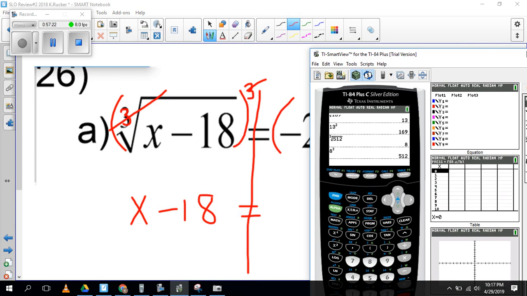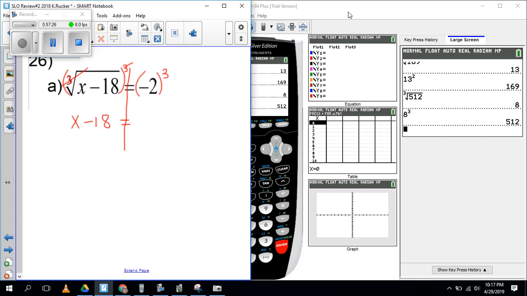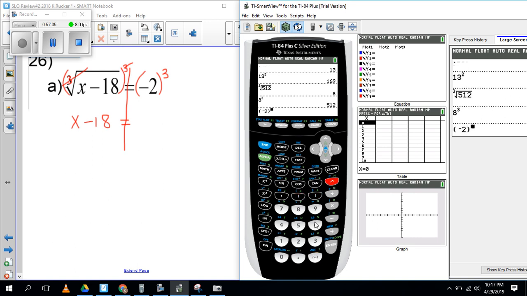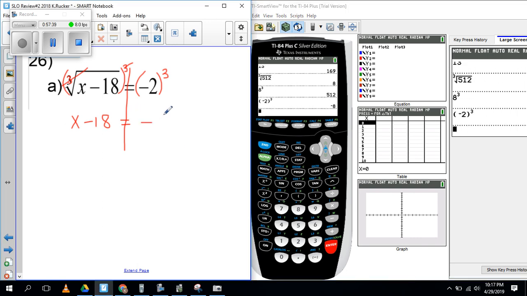Let me pull this up. Wait 1 second. Okay, so we got parentheses. Make sure you use parentheses because it's very important when it's a negative to the third. And we get negative 8. Now this looks like a simple problem. All we got to do is get x by itself. So to get x by itself, we got to get rid of this negative 18. We do the inverse, which will be add 18 to both sides.